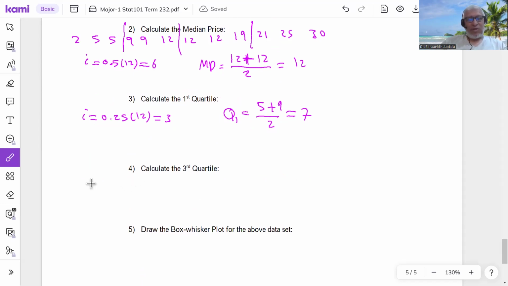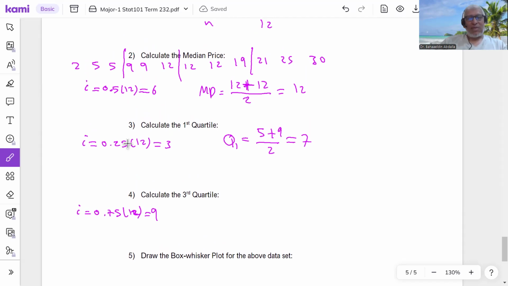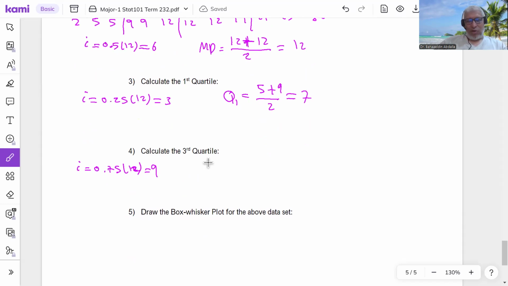The third quartile, the index 0.75 times 12, and this is 9. So 9 and 10, between 19 and 21. So Q3 is 19 plus 21 over 2, and that's 20.